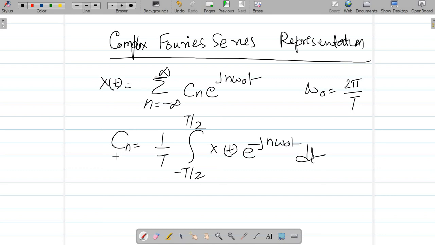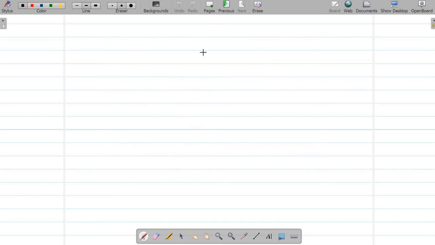Let us deal with some symmetry conditions. By making use of the symmetry conditions, we will be able to simplify our analysis. Suppose we have a wave of this nature. Let us say we have a wave or a signal which is of the following.